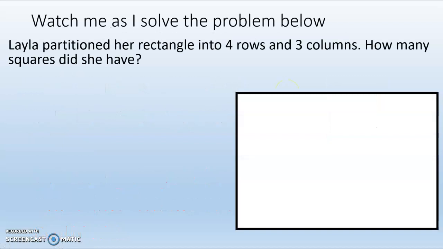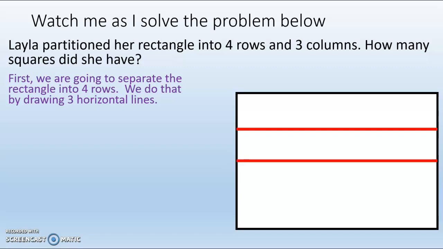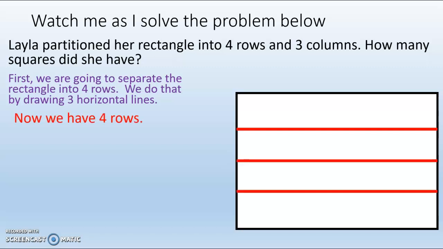We're going to solve this problem. Layla partitioned her rectangle into 4 rows and 3 columns. How many squares does she have? First, we're going to separate the rectangle into 4 rows. And we're going to do that by drawing 3 horizontal lines, or side-to-side lines. 1, 2, 3. Now we have 4 rows. 1, 2, 3, 4.